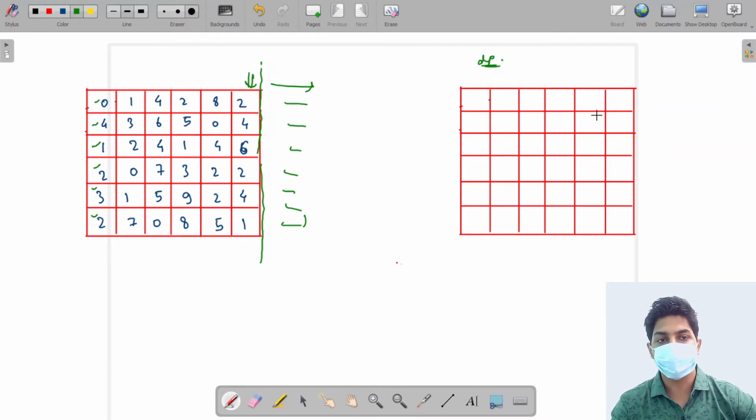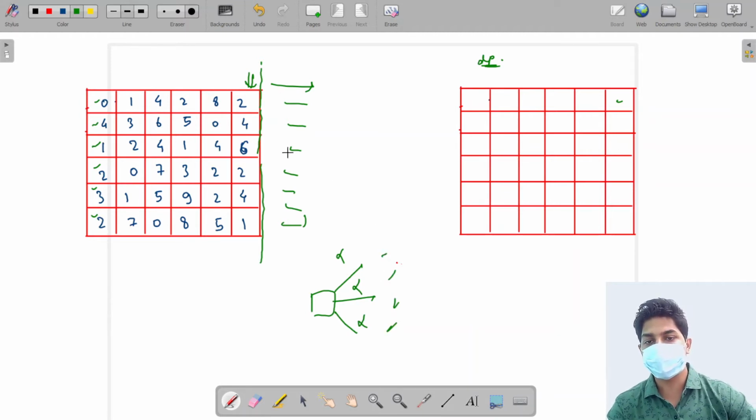Suppose I am in the last column. Do I have any other option to move in any of these three directions? No, I do not have an option to move in any of these directions. Why? Because the grid does not exist after this particular point. This is the last point.